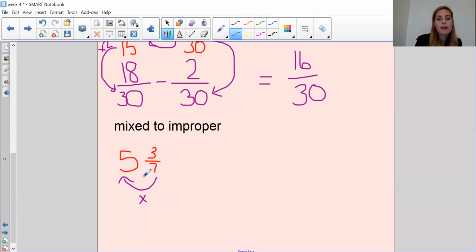Right, 7 times 5 is 35, and 35 plus 3 is going to be 38. And I leave the bottom number the same, which is 7. Okay, and that is my improper fraction where my top number is bigger than my bottom. My numerator is bigger than my denominator.